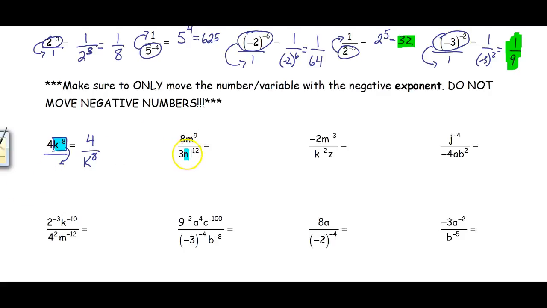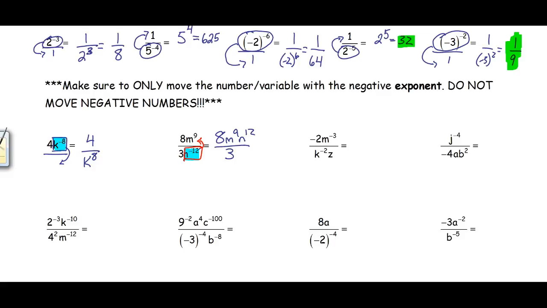Okay, here, all we're going to move is n to the negative 12. Our 3 is staying. When we move this, we're going to move it to the top. What do we do with our numerator? Well, right now there's no negative exponents, so all of that is staying. So m to the 9th stays, n to the 12 comes up, and then you're still left with 3 on the bottom. Can you simplify it? No, so there's your final answer.